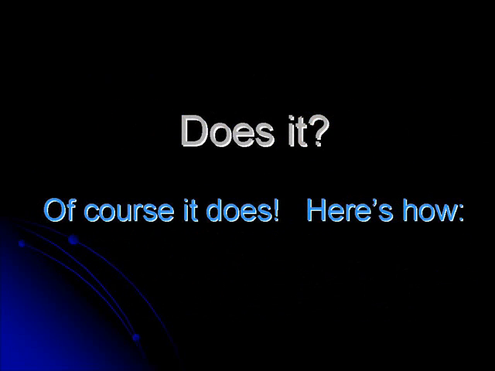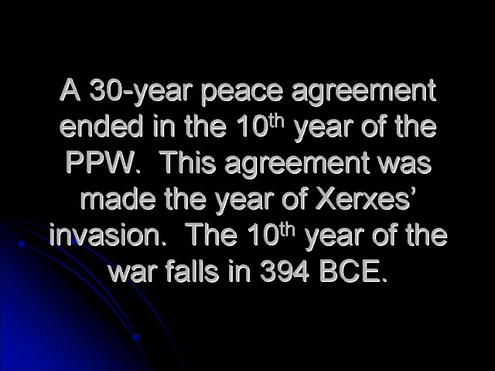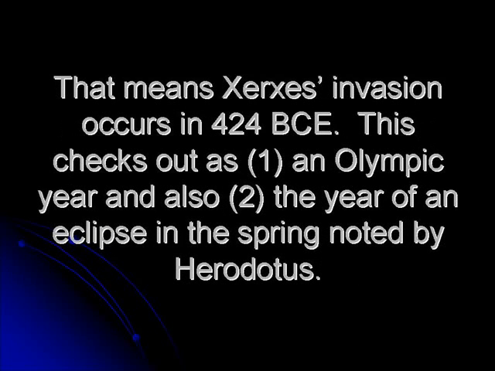Does it? Of course it does. And here's how. The 10th year of the war occurs in 394 BCE when you date the war beginning in 403, and that ends a 30-year peace agreement. So we can use that 30-year peace agreement to get the correct dating for Xerxes' invasion when that agreement was made. And that brings us back to 424 BCE.